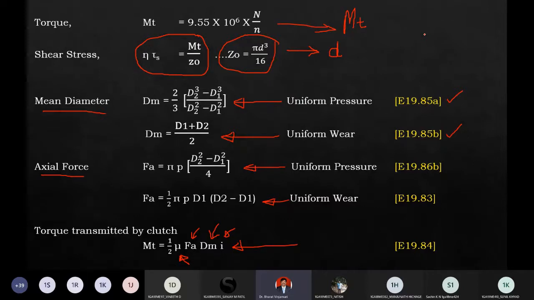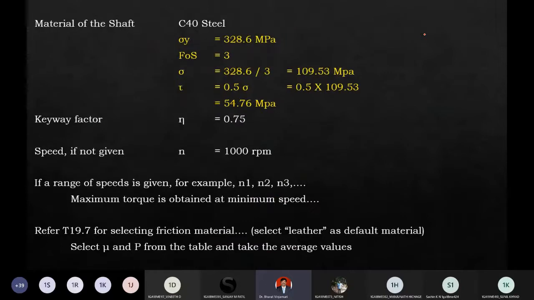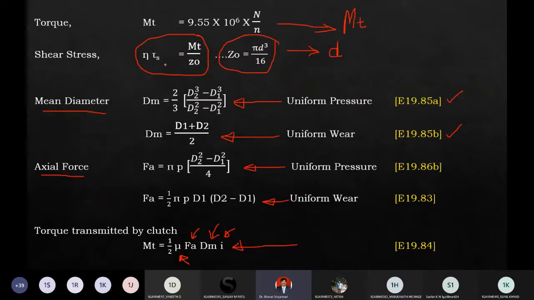Now, what are the things which you need to know? There are still some more equations. I'll talk about these equations when it comes to the numericals. Sometimes the shaft material tau s value would not be given. Why do I need this tau s here? Tau s is used to find the diameter. If it is not given, what should I do?